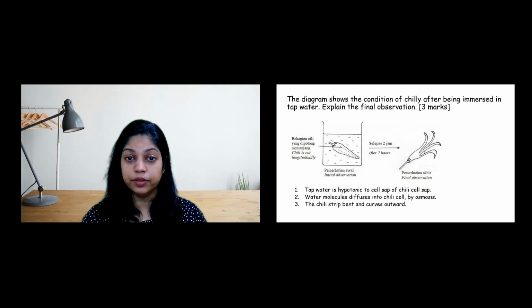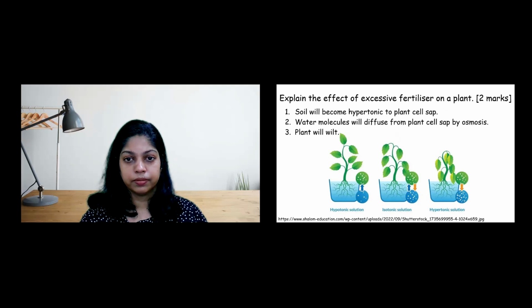The concept of this chili strip experiment is the same as the earlier mustard green strip experiment. We have learned the effects of different types of solutions on a single plant cell and on a plant strip. Now, let us learn the effect on a whole plant.